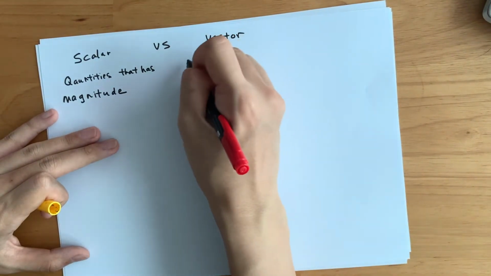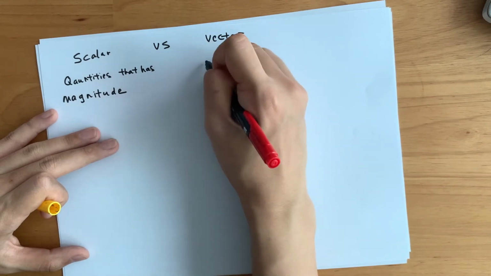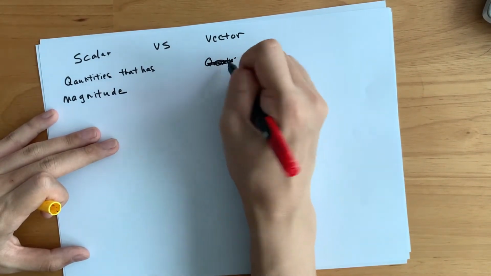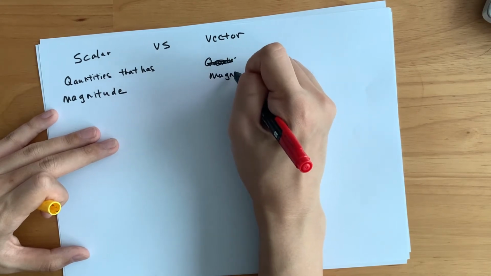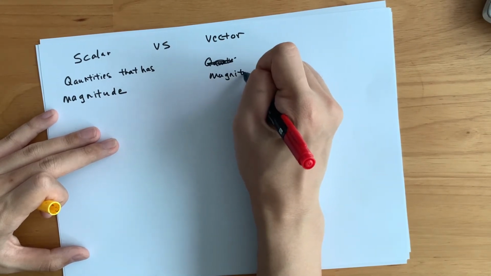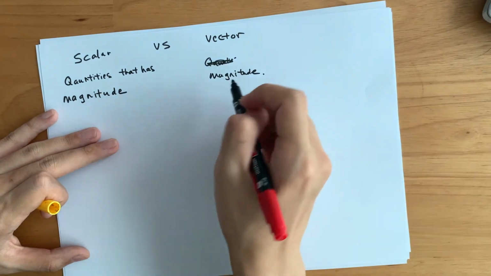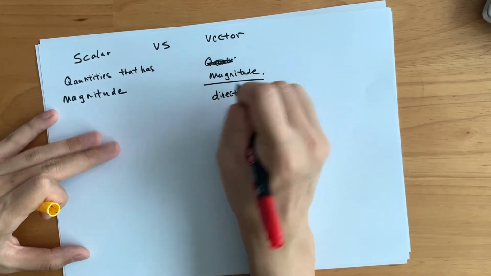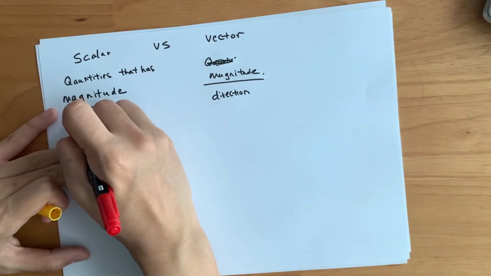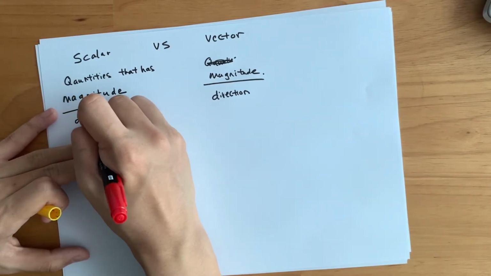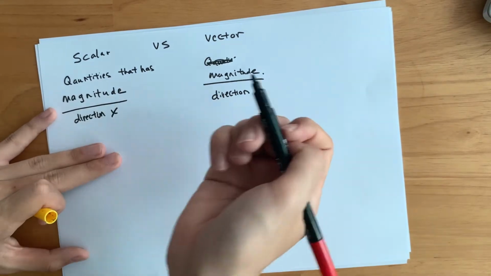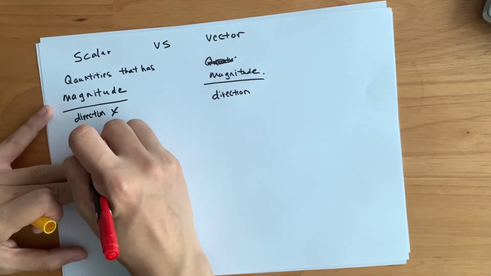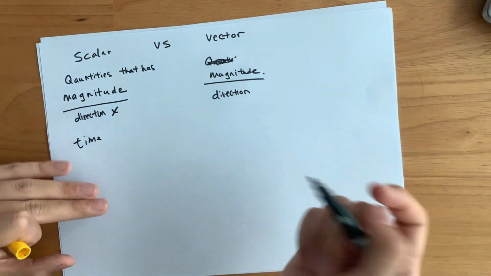Right? It's also the same. Vectors also have quantities; they have magnitude, but a vector also has direction, but a scalar doesn't. Examples? For example, time is just magnitude. It doesn't have a direction. Or mass.